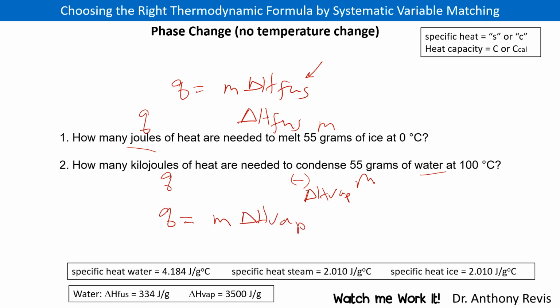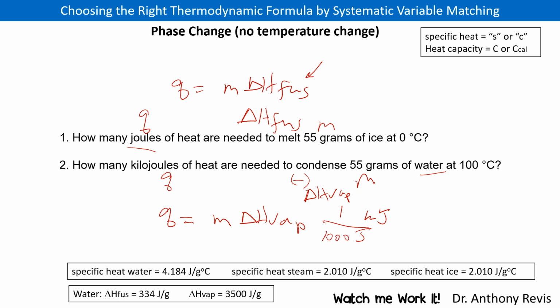Now, you want to keep in mind this condensation, so you want to be aware of the signs. Also note, it asks for kilojoules. This value will come out in joules. So you're going to have to make one more conversion. Here it's going to be joules to kilojoules, because this is going to be 1 over 1,000.